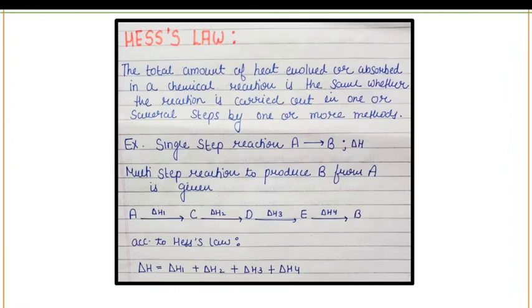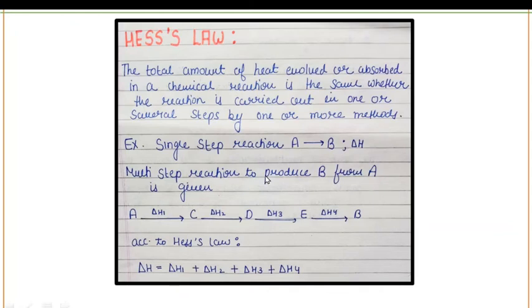Now a very important topic of this lecture, that is Hess's law. What is Hess's law? Hess's law tells us about the total amount of heat evolved or absorbed. This law says the total amount of heat evolved or absorbed in a chemical reaction is the same whether the reaction is carried out in one single step or in many steps.